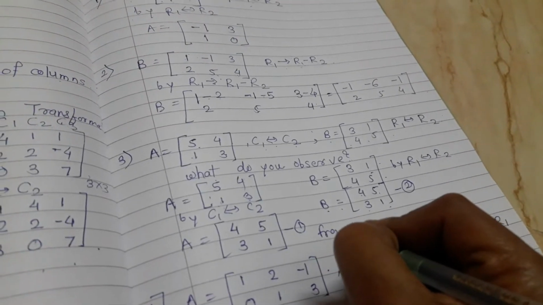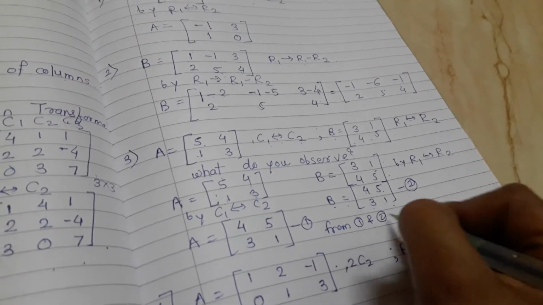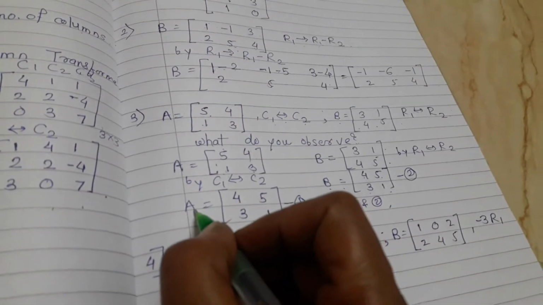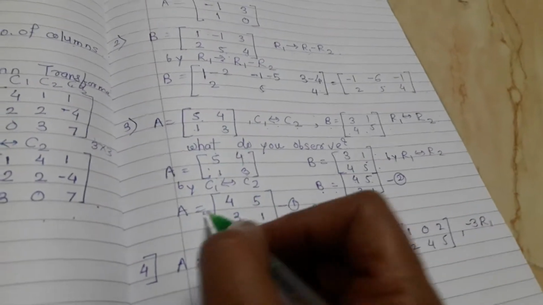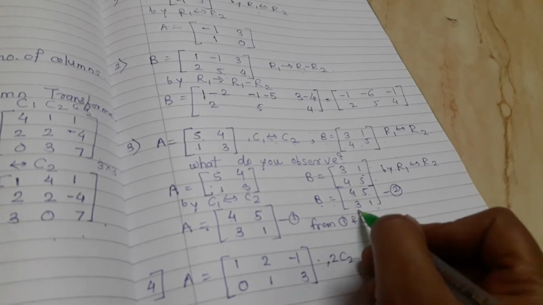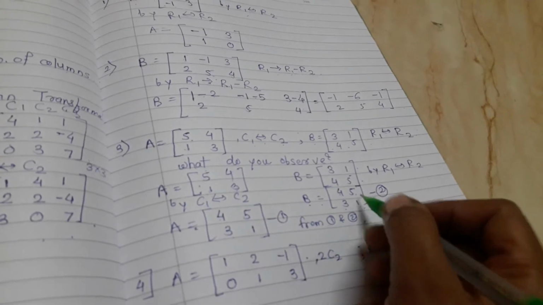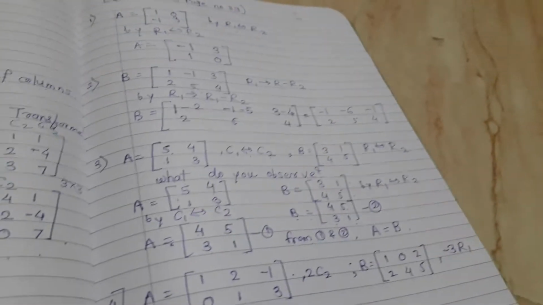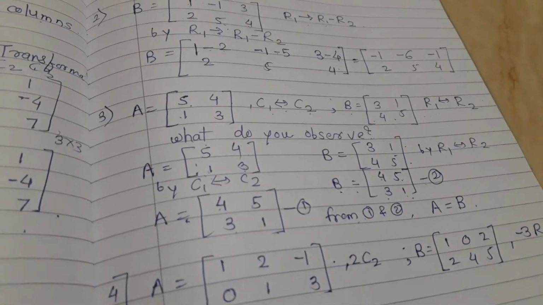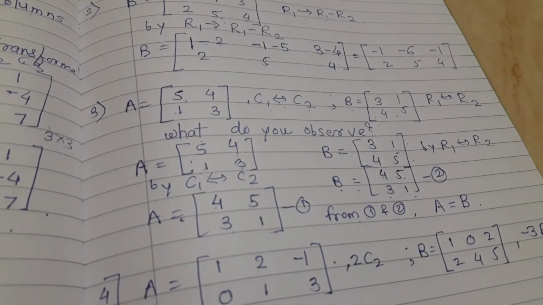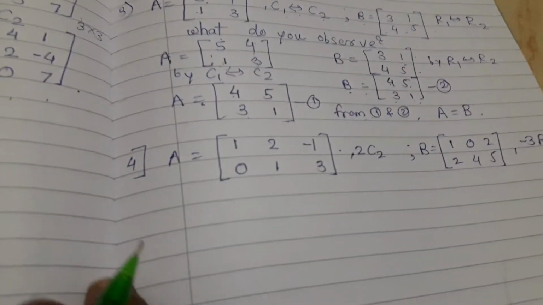From 1 and 2, what do you observe? Let me see, the new matrix of A is nothing but 4 5 3 1. Also B is 4 5 3 1. From 1 and 2, what we are observing? That both the matrices are equal. 4 5 3 1. See, position wise both the elements are equal. Therefore, these two matrices are equal. Okay, let me see the next one.